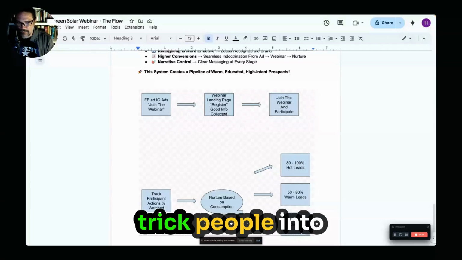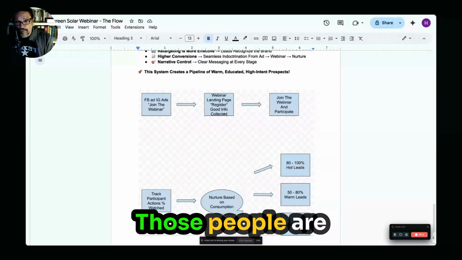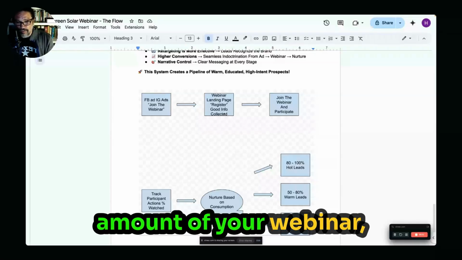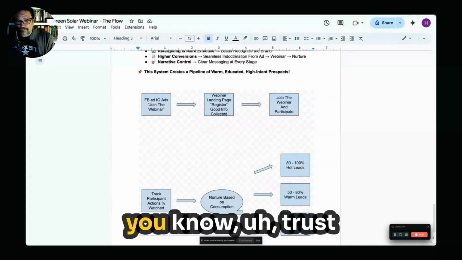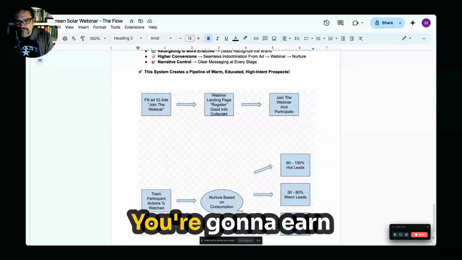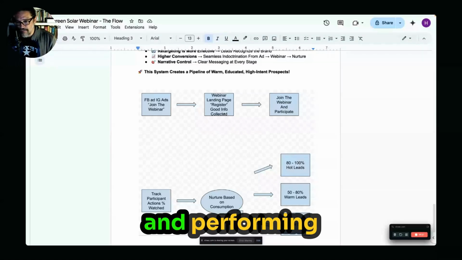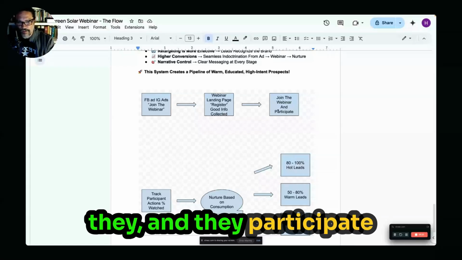We do not want to trick people into taking this webinar. We want people with real intent. Those people are going to consume a large amount of your webinar, and those people are going to move forward and actually trust you enough to take the next step of discovery. You're going to earn it by presenting and performing in the webinar. Of course, they join the webinar and they participate.